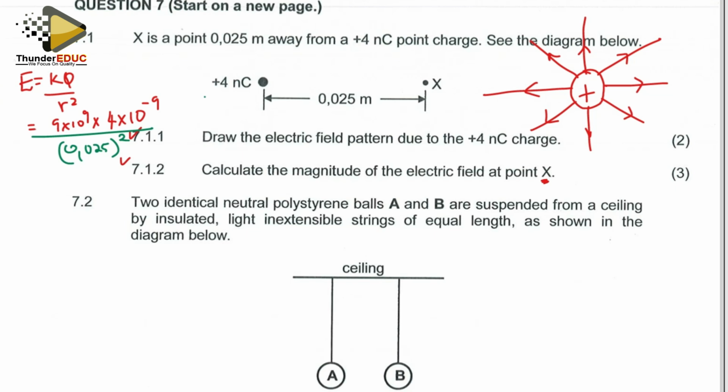Okay, so when I punch this into my calculator, I'm having that much over 0.025 squared, which gives me 5,600 Newton per Coulomb.